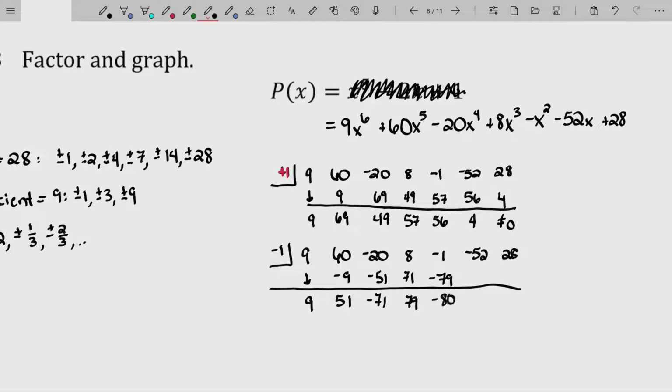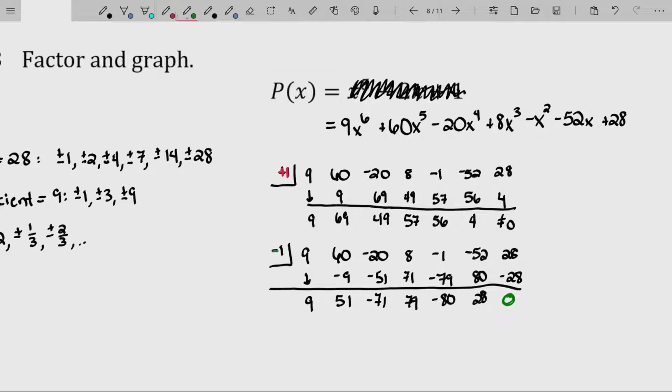And let's see, that's negative 80. That's positive 80 minus 52. So that's, what is that, 28? And now you can see negative 1 times 28 is negative 28. And we have ourselves a winner. So I know that negative 1 is a factor.